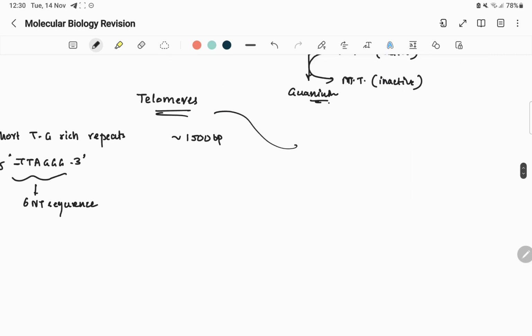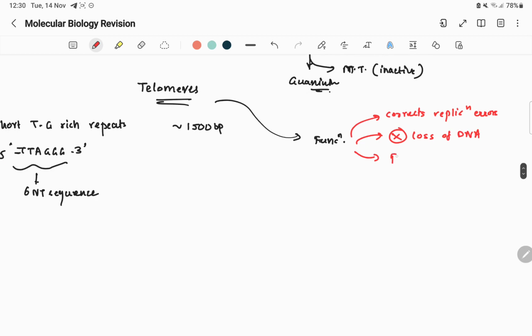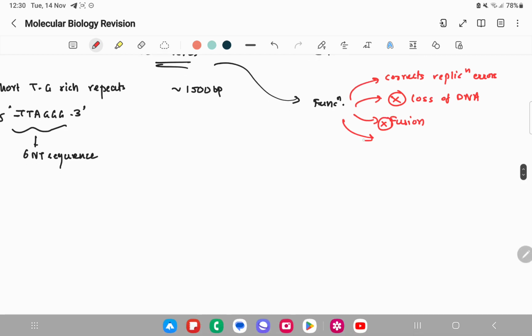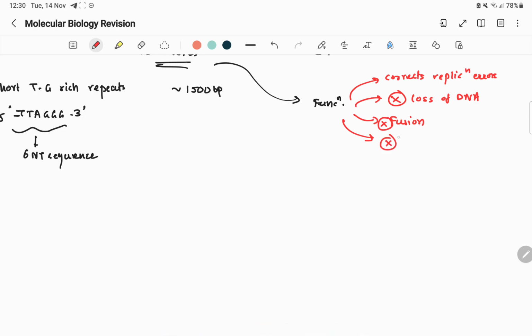So what are the functions of telomeres? Telomeres have many functions: it corrects replication errors, it prevents loss of DNA molecules, and prevents fusion of DNA molecules. DNA strands can fuse due to proximity, so it prevents the fusion. And it protects from nuclease activity, and gives stability also.